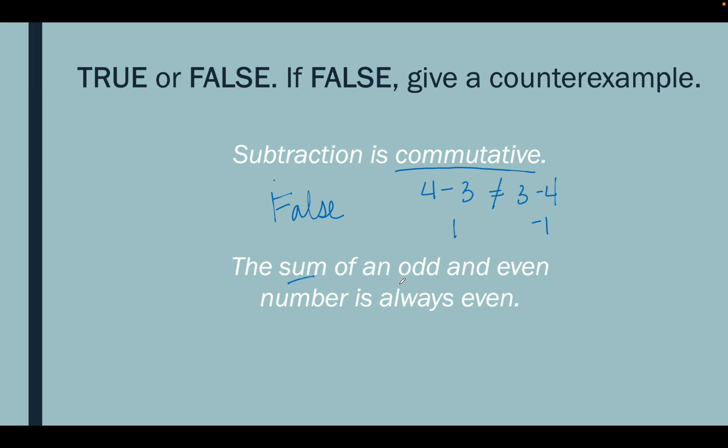And then the second one says the sum of an odd and even number is always even, and that is also false. So 3 plus 4 equals 7. That's odd, so that proves that that's a false statement.